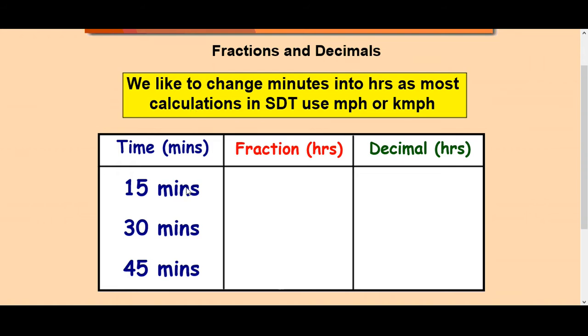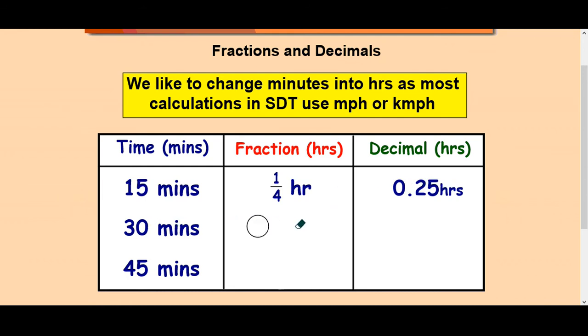When we're trying to change minutes into decimal hours for calculations involving miles per hour, kilometres per hour, it's really important to do this correctly or you'll end up getting the wrong answers. So 15 minutes we should know is a quarter of an hour, and a quarter as a decimal is 0.25. So we have to fight the urge. If we see 15 minutes the urge is to put 0.15, it's 0.25.